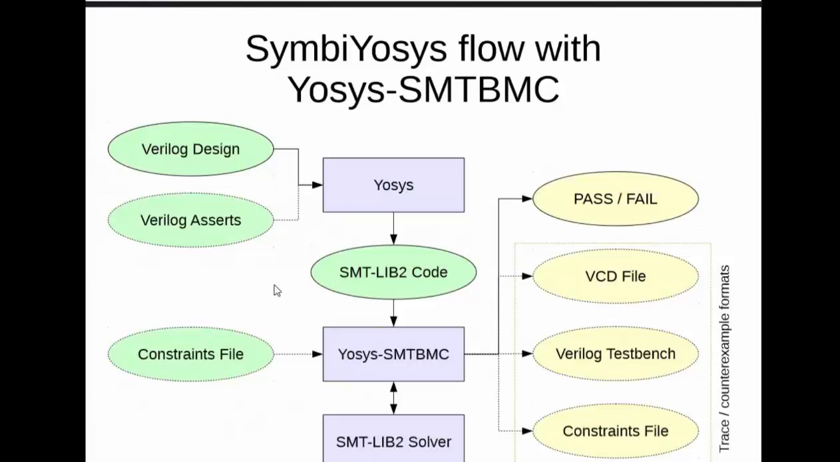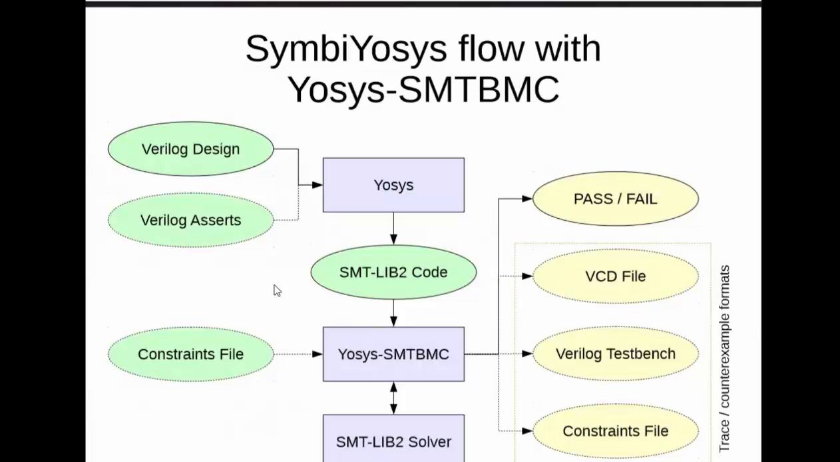Okay, so this is one possible flow with SymbiYosys that's using this Yosys-SMTBMC tool to bridge with SMT solvers. And I start out with a Verilog design and assertions, either assertions baked into my design or maybe as part of a formal test bench, things like that. I pass this through Yosys and generate SMT code. And then I can put this SMT code into Yosys-SMTBMC. It will talk to an SMT solver and in the end produce first of all a pass-fail information, and if the check failed, I will get a counterexample trace in a couple of different formats.